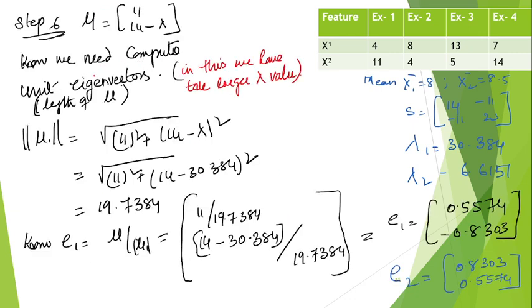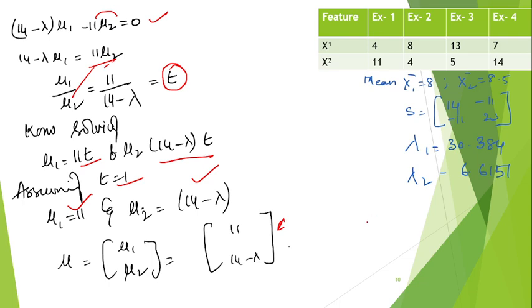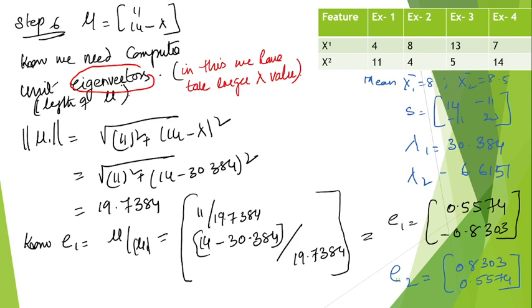We need to compute the unit eigenvector, the length of the eigenvectors. We have got 11 minus lambda. We have got unit eigenvectors. Now you have to calculate the unit of eigenvectors. Imagine we are just going to get only 1 point for this one, correct? Let's take an example. We have to take the largest lambda value. What is the largest value we have to take? We have already got the lambda value, that is 30.